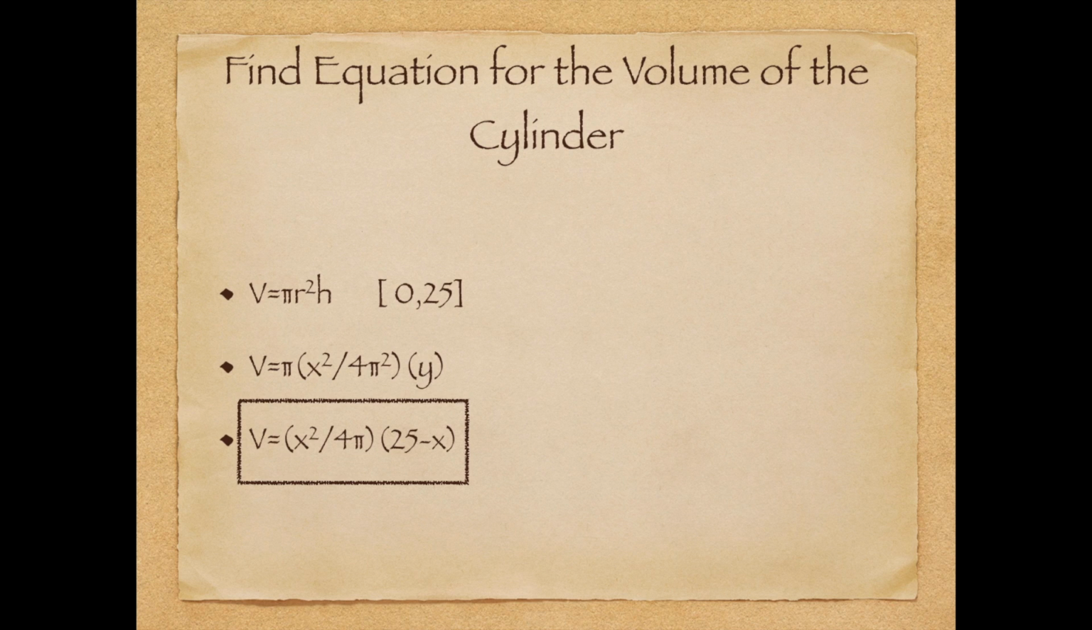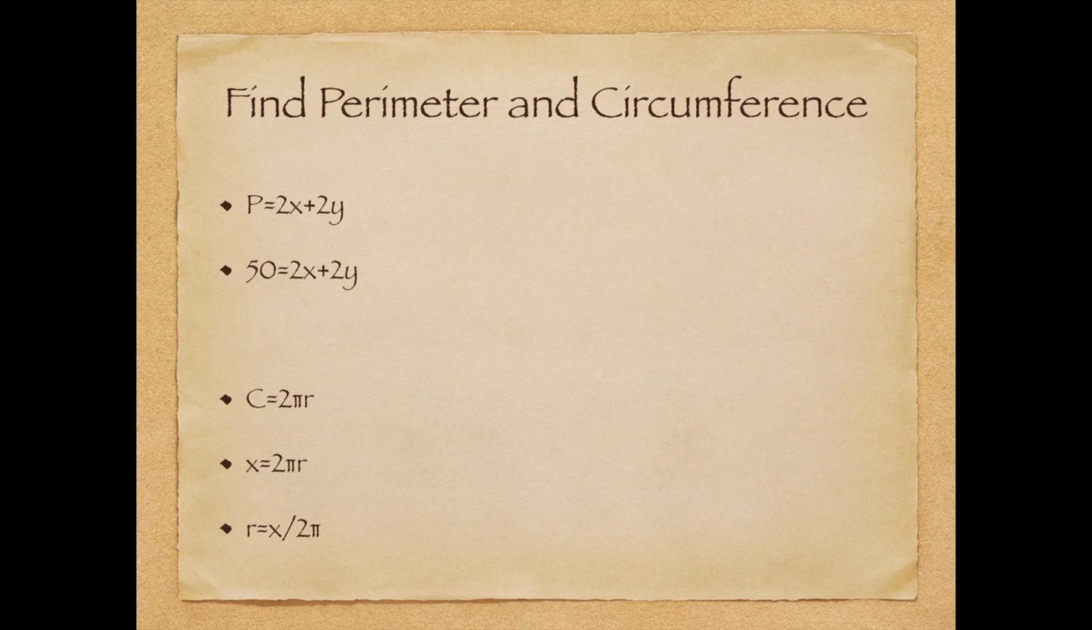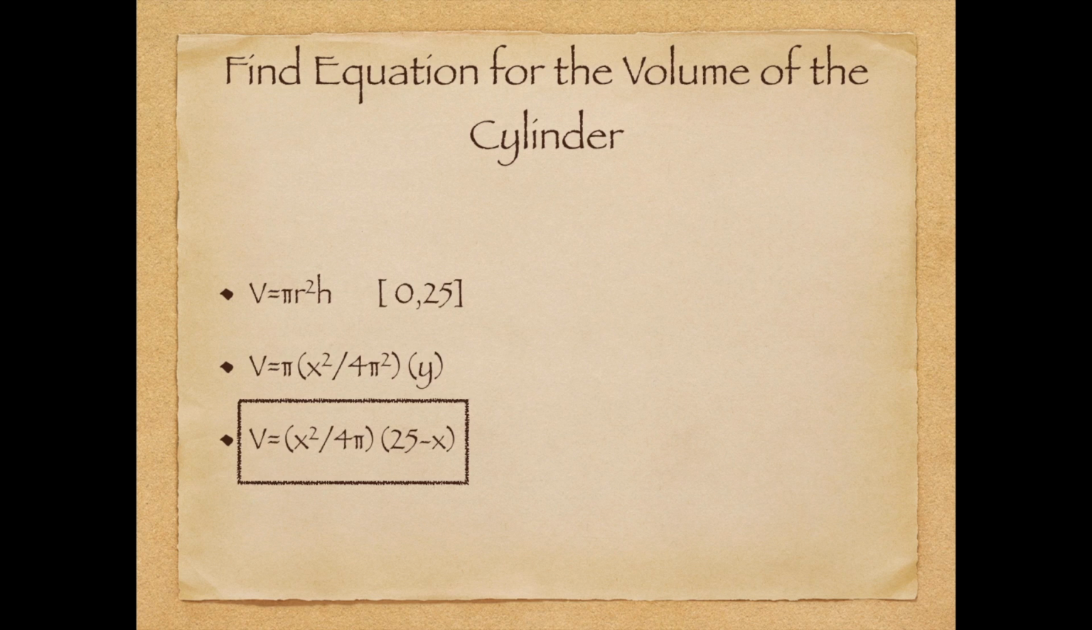Then it says find the equation for the volume of the cylinder. We say the volume equals pi r squared h. You should know that equation. It's the equation of a cylinder, and it makes you know some of the equations, so you've got to know them, or you can't do them. That's one of the restraints here. But for the volume, in the previous slide we said r is equal to x over 2 pi, so we can substitute for the r squared and plug it in.